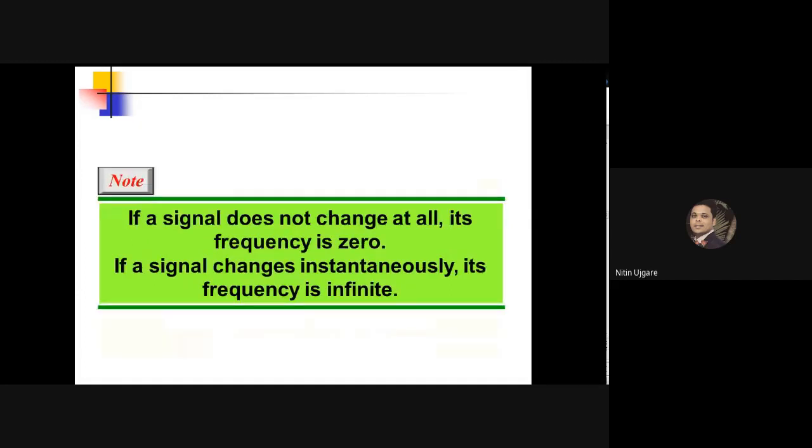Okay, so if a signal does not change at all, then its frequency is considered 0, and in that case the signal will be represented as just a straight line across your time and value axis. If a signal changes instantaneously, then its frequency is infinite. That means if the signal changes within a fraction of a second, within a picosecond, then we consider that the frequency has an infinite value, and it is changing very instantly.